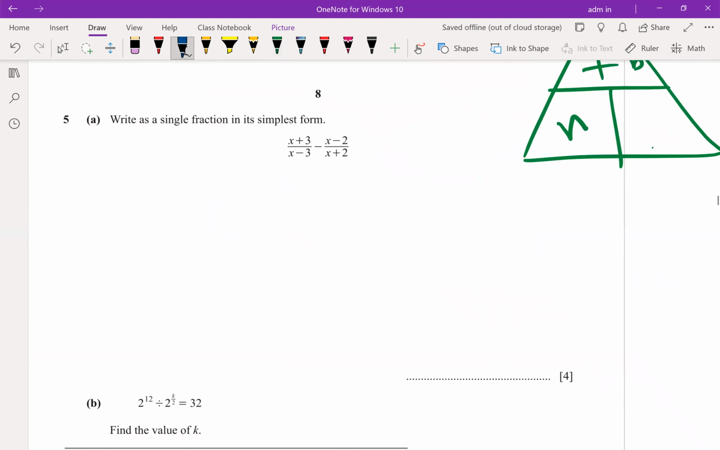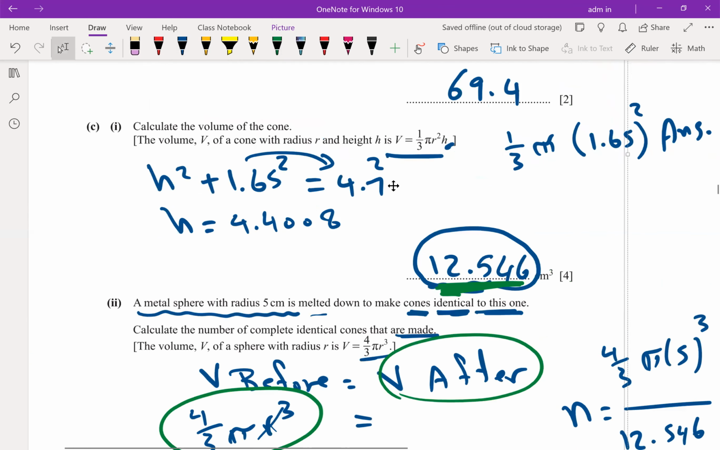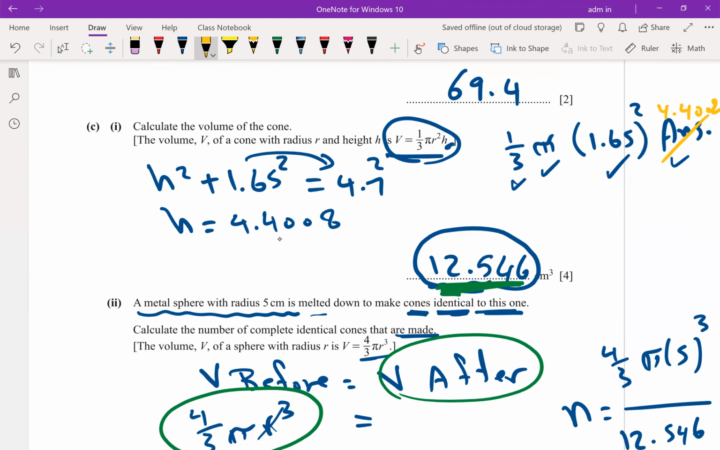Question number 5. Mister, the last thing I understood is that we got 4.4009, I don't know where 12.546 came from. I applied the formula to get the volume. He asked to get the volume of the cone and the formula is given. Start now to substitute in this formula: one third pi r squared times height. After finding your height, which is 4.4 right here, 4.4008.